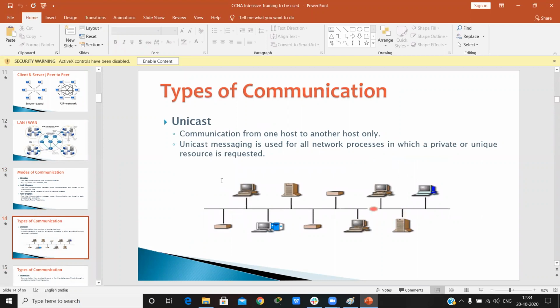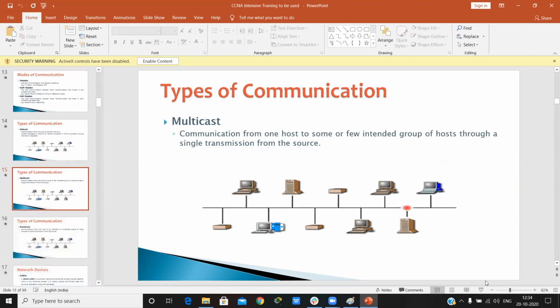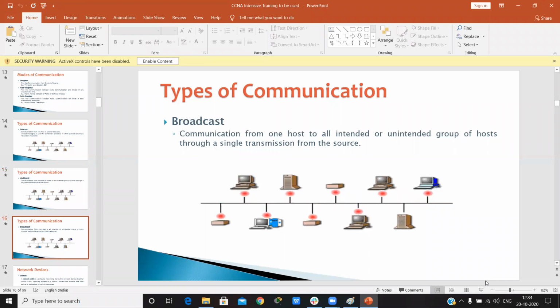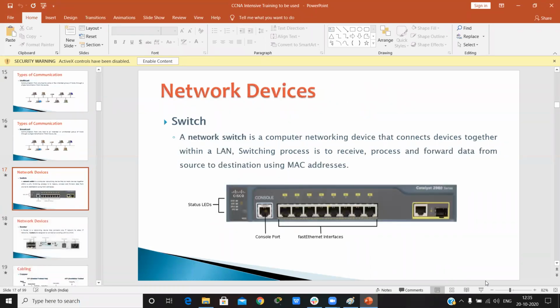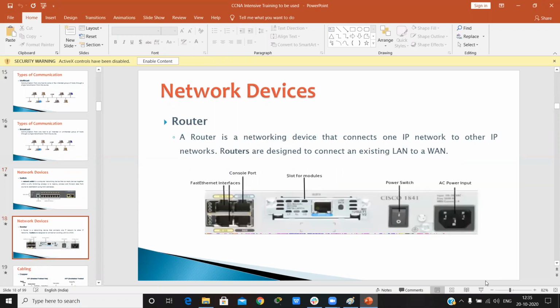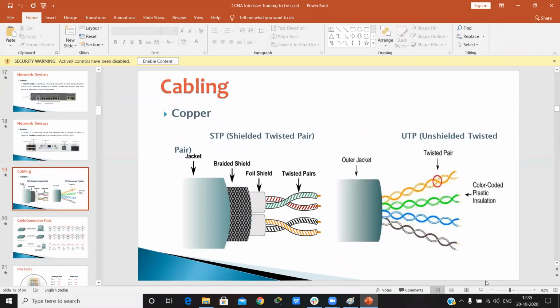This is unicast, one-to-one communication. Now you can see this. Okay. This is multicast, one-to-many or in a group, and this one is broadcast, one-to-all communication. So this is our switch devices and router, and now we talk about the cabling.